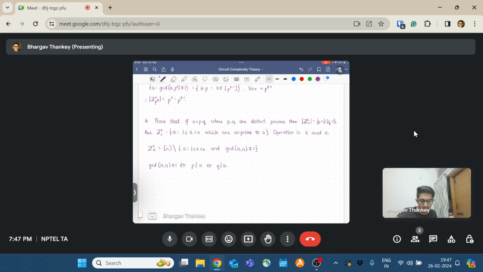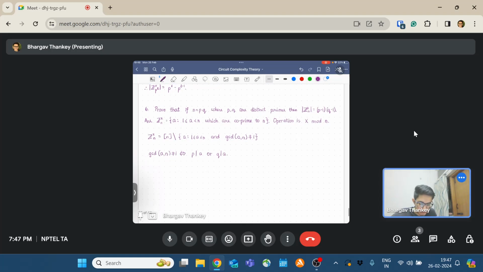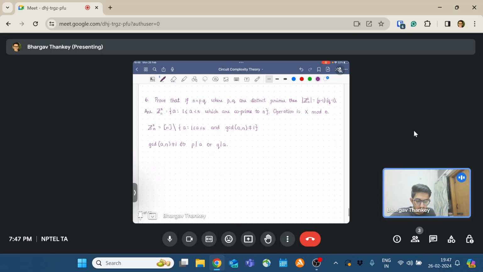Yes. Yeah, because the only factors of n, yeah, go on. n is the product of p and q, which are distinct primes. Right. Yes. Okay, so what do I have to do over here? Remove a. Okay, so this set, okay, let me write.